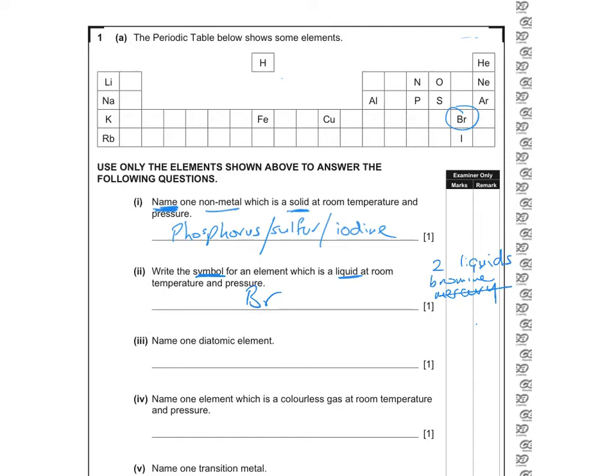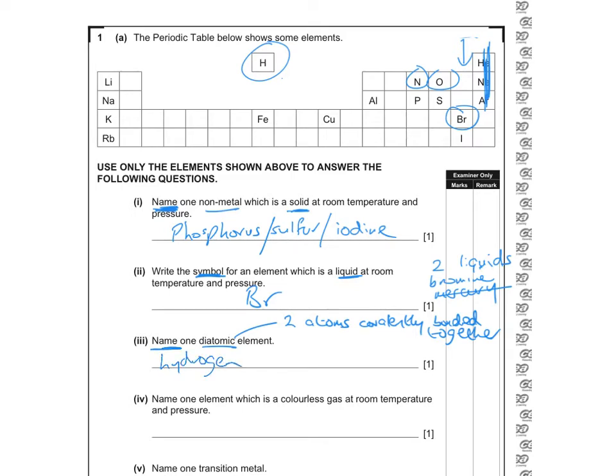One diatomic element. Well, diatomic means two atoms that are covalently bonded together. It's not the noble gases, these ones. They're monatomic. They don't react with anything because they've got a full outer shell of electrons. But the other gases are diatomic. So hydrogen, nitrogen, oxygen, and all of the group 7 elements are diatomic. So you write the name of any one of those. For example, hydrogen and nitrogen, oxygen, etc.